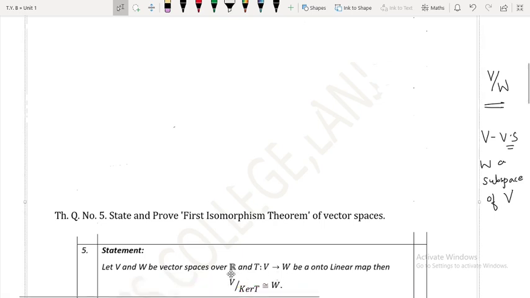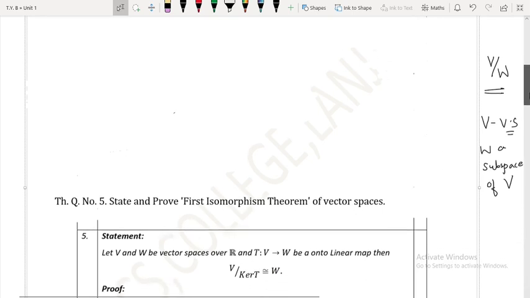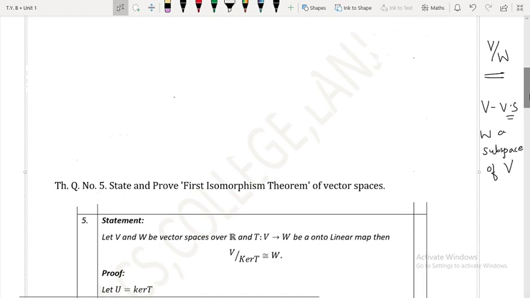So how to show these two vector spaces are isomorphic? We should try to find a linear map from V mod kernel of T to W, and we will show that that linear map is one-one and onto, right? So first of all, I will call this kernel of T as some U.